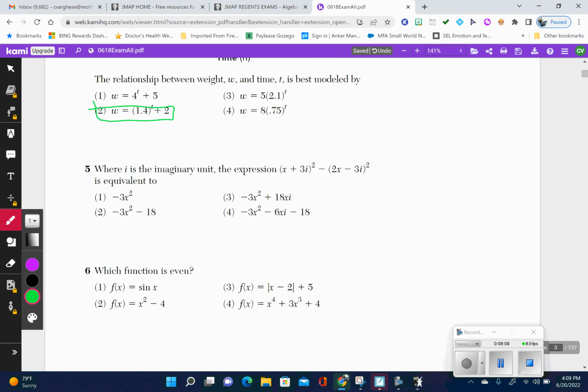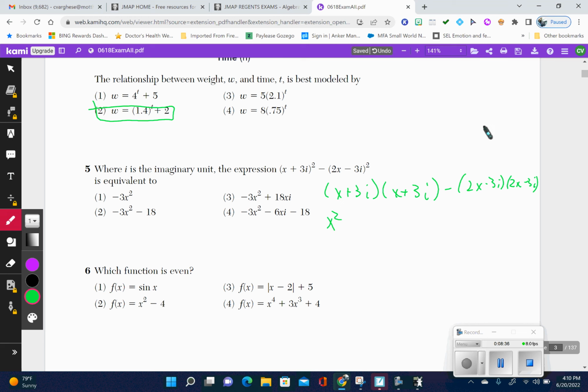Question number 5. Again, you could use the store button for this. I'm going to work this out just so I want you to know how to do this with part 2. So the easiest way is to, when it says square, so I'm going to do x plus 3i twice, x plus 3i. I'm going to do a minus sign, and it's going to be this one twice, 2x minus 3i times 2x minus 3i. So I'm going to FOIL here.